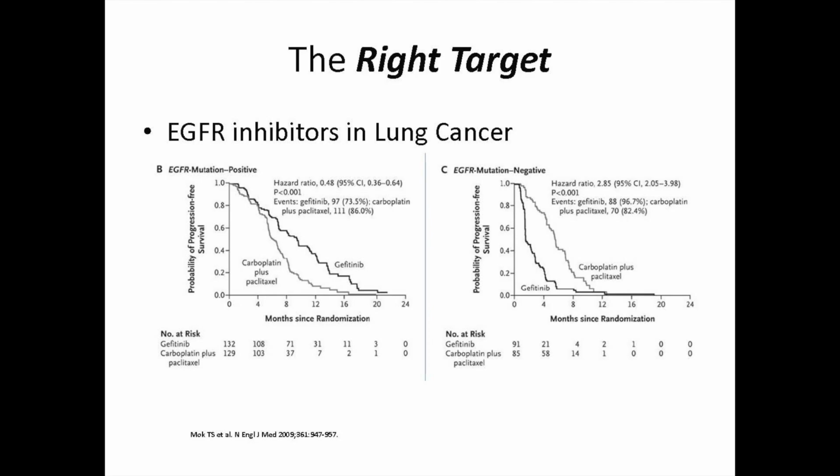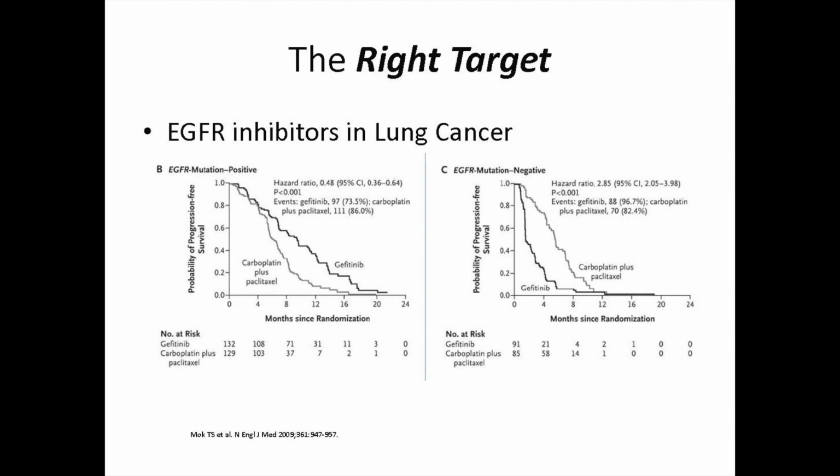On the left, in the EGFR mutation positive group, gefitinib works better than carboplatin plus paclitaxel in terms of patient progression-free survival, since the Kaplan-Meier curve for gefitinib is above the curve for the other treatment. Well, when you look at the right, in the EGFR mutation negative group, we observe the totally opposite result.